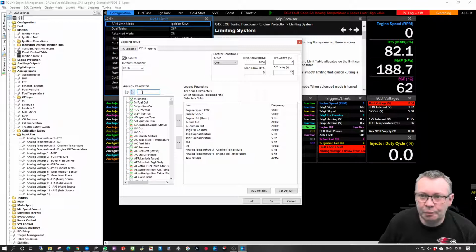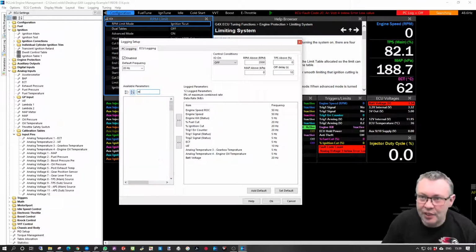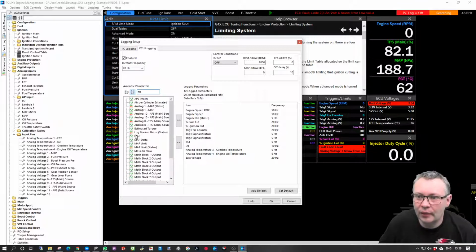So back to main sensor. So we've got our map sensor, manifold pressure sensor. Okay, now there's a couple of things that would be worth logging. So map sensor, I would log at 20 hertz. Probably won't see much more resolution over that.